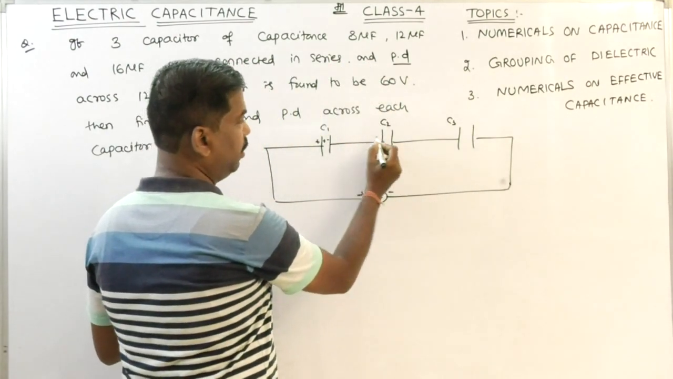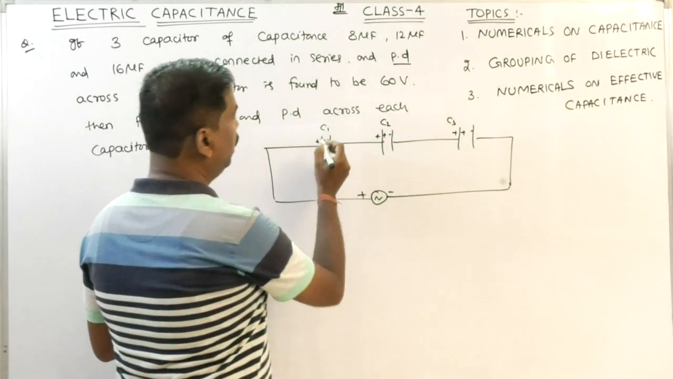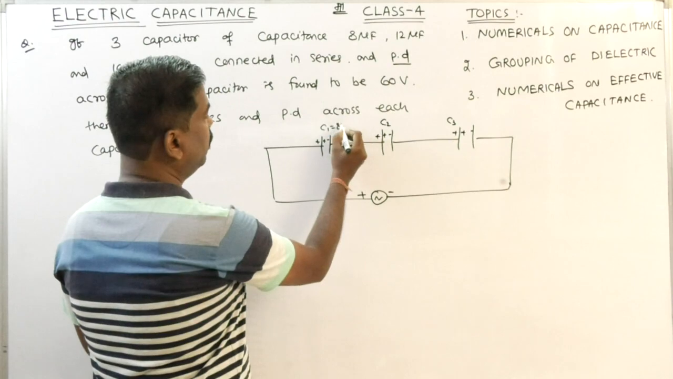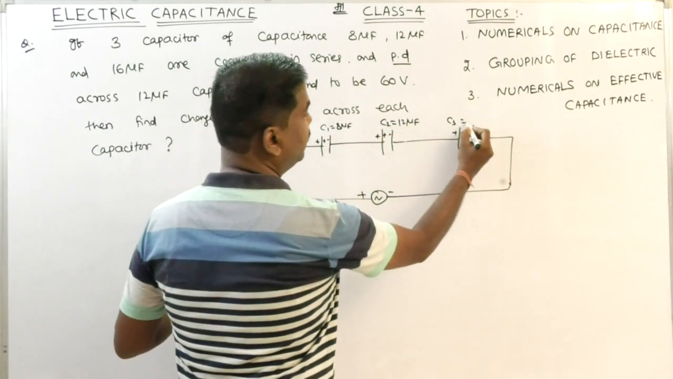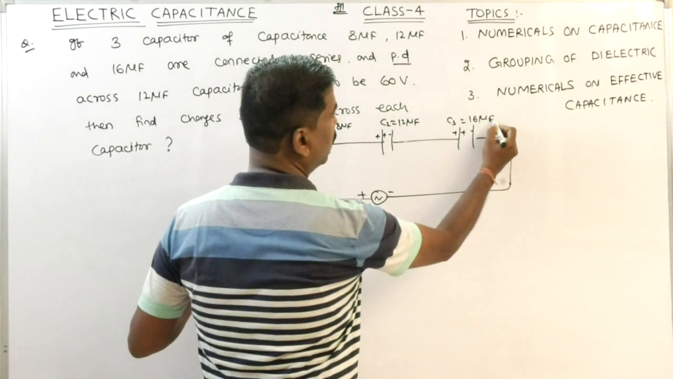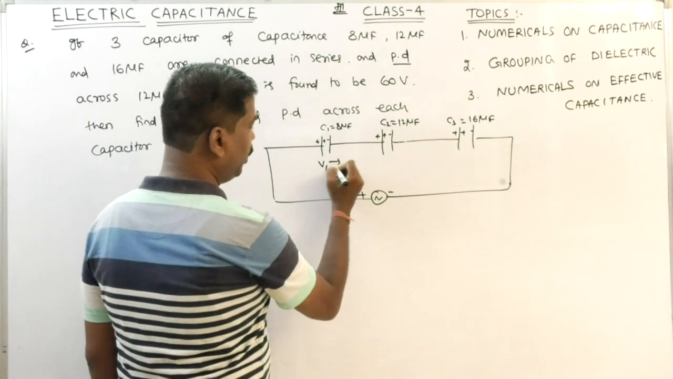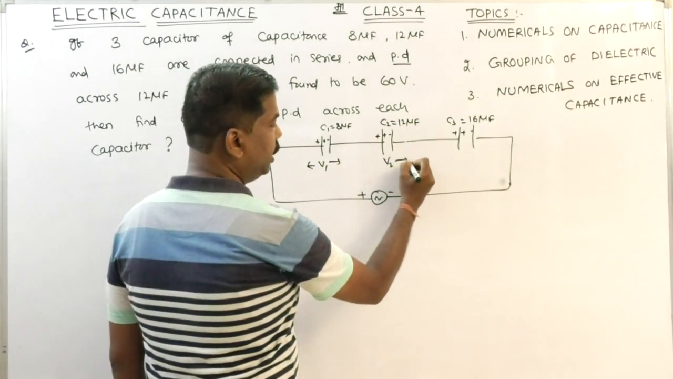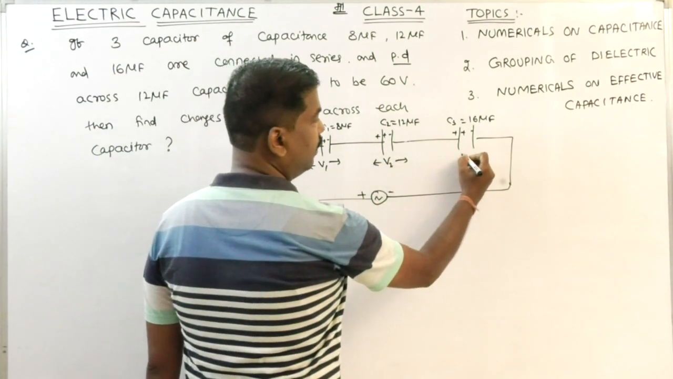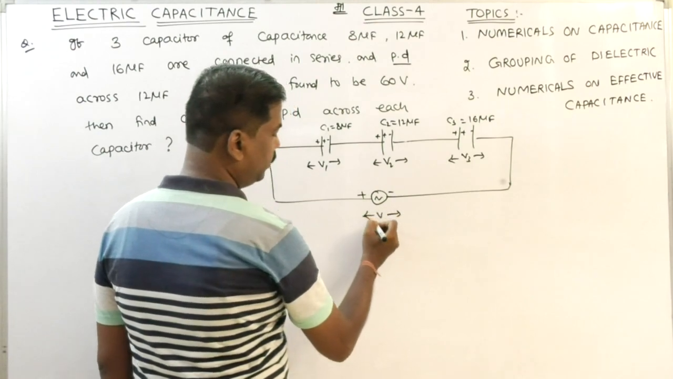Positive plate, negative. Positive plate, and this is negative. C1 is given as 8 microfarad, C2 is given as 12 microfarad, and C3 is given as 16 microfarad. Clear? Let the potential drop across C1 be V1, across C2 be V2, and across C3 be V3, and the net potential drop is V volt.